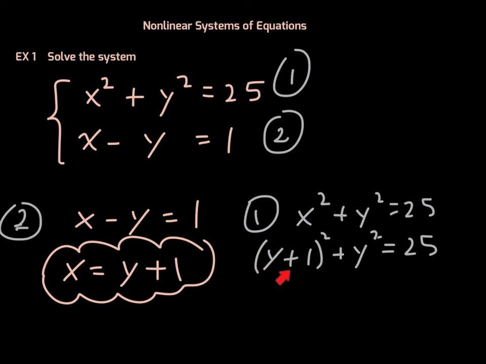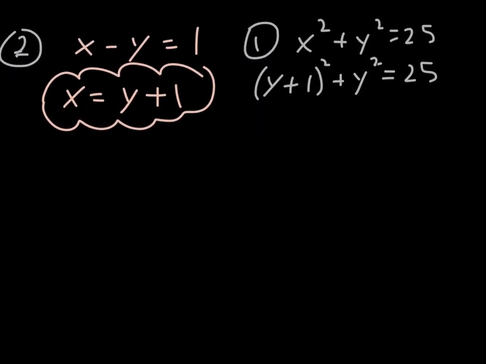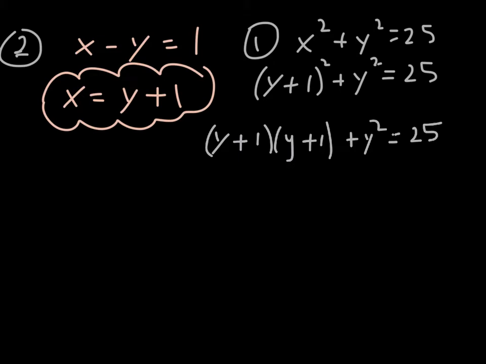Now be careful to expand this correctly. Do not simply square y and square 1. You have to rewrite this as y plus 1 times y plus 1. Okay, so it's y plus 1 times y plus 1 plus y squared is equal to 25. So then this becomes y squared plus 2y plus 1 plus y squared is equal to 25. I did skip one little step, and that is when you do y times 1, that's 1y. When you do 1 times 1, that's another y, so that makes 2y altogether.